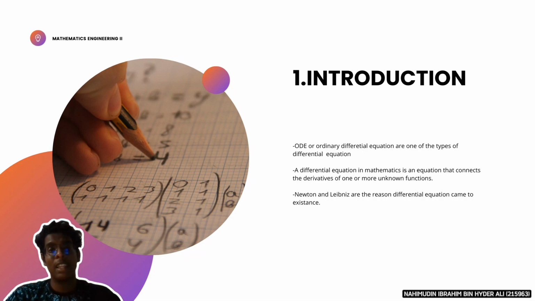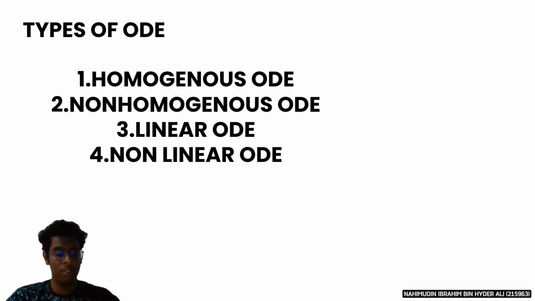Sir Isaac Newton, Christoph Bernhard Feldkirch and Gottfried Wilhelm Leibniz are the people who brought differential equations into existence. There are also many mathematicians who improved them, for example Euler, Daniel Bernoulli, Jean le Rond d'Alembert, and many others. For ordinary differential equations, there are 4 types: homogeneous, non-homogeneous, linear, and non-linear differential equation.